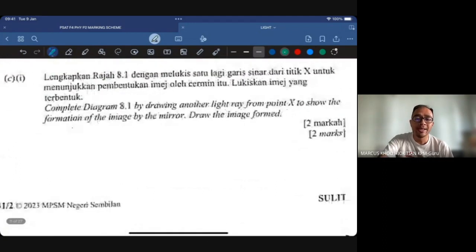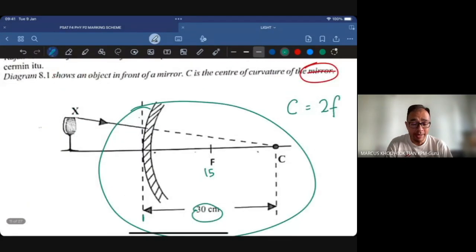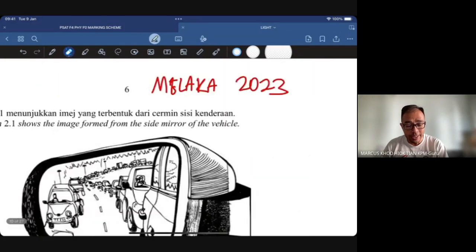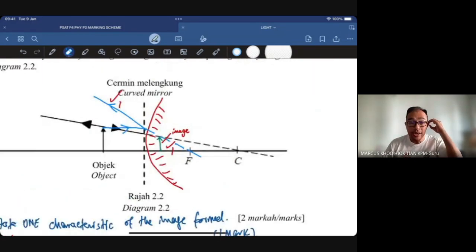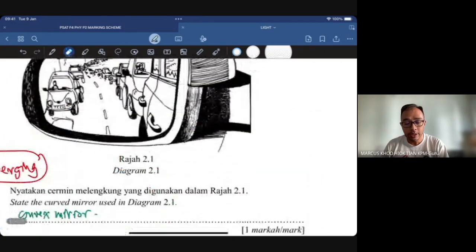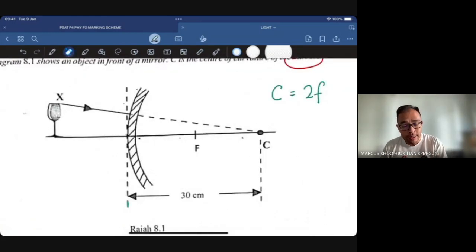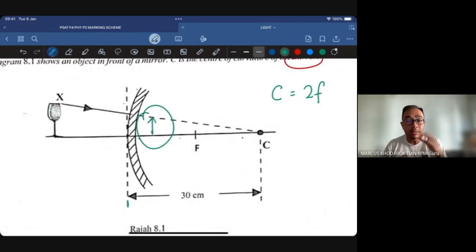Complete the another drawing diagram. This is the same thing as the one that we drew just now, and even the center line has been given to you. It's the exact same drawing. I'm not going to draw this for you. I want you to try it yourself, but it's the exact same drawing as the Melaka paper. So please try it yourself. We definitely know that the image must be formed somewhere here. The image must be formed inside here because it's virtual, upright, diminished.